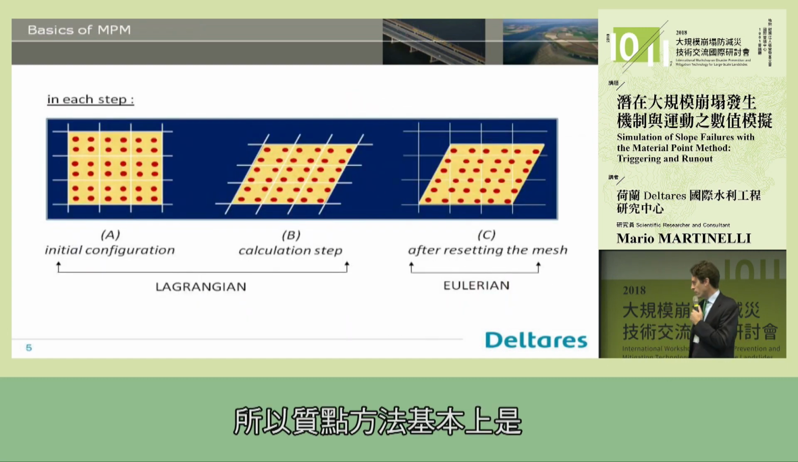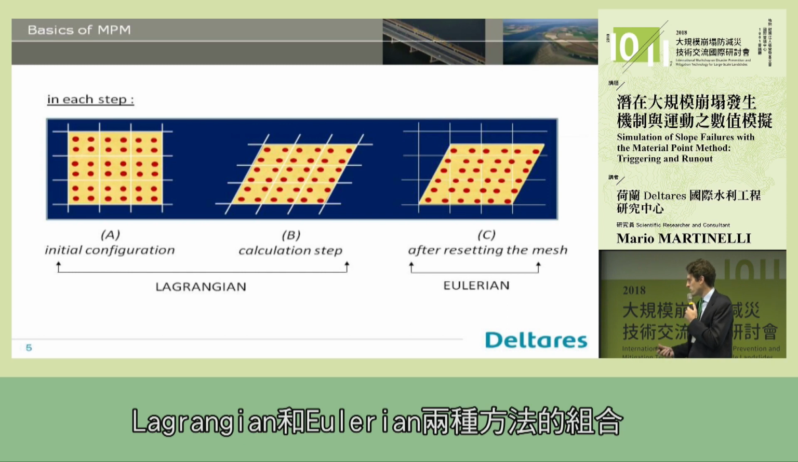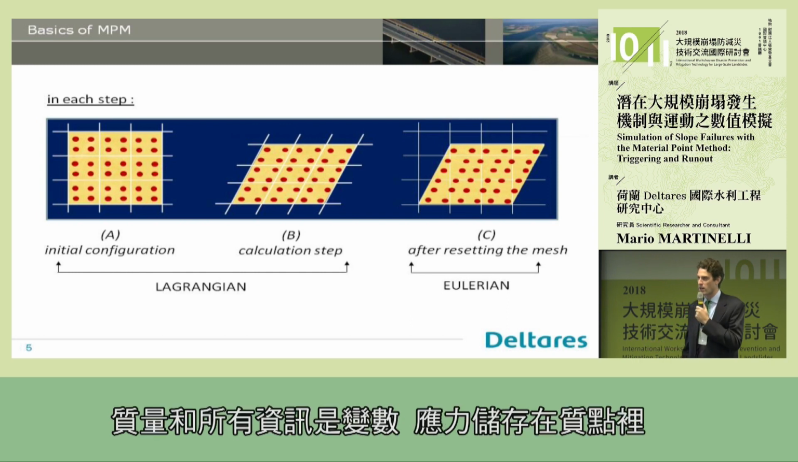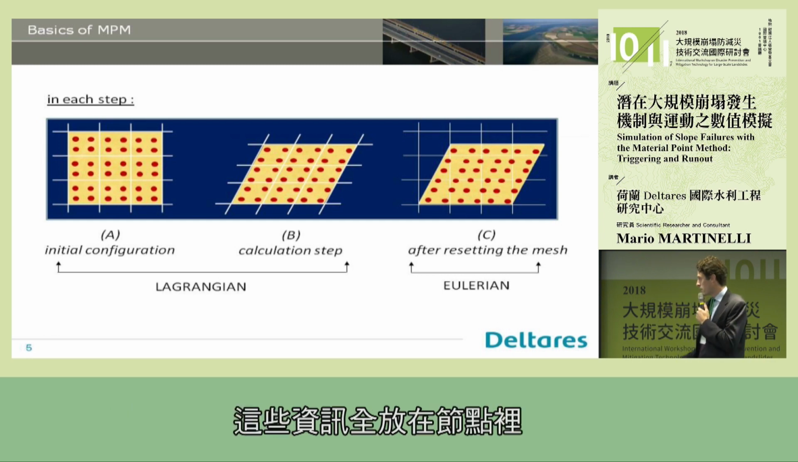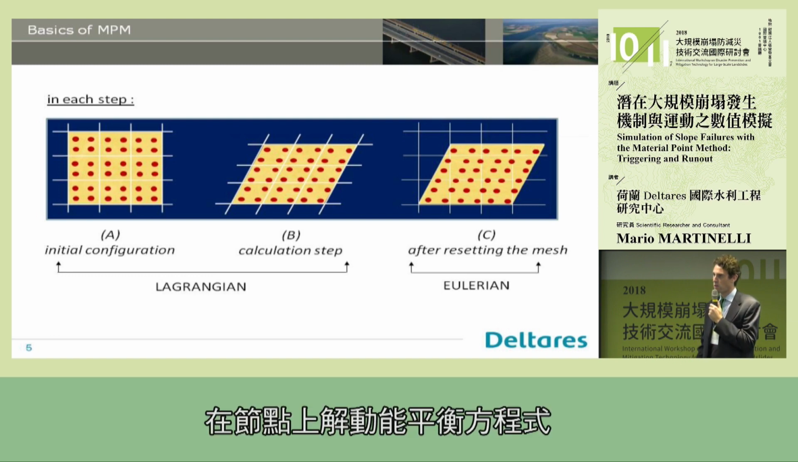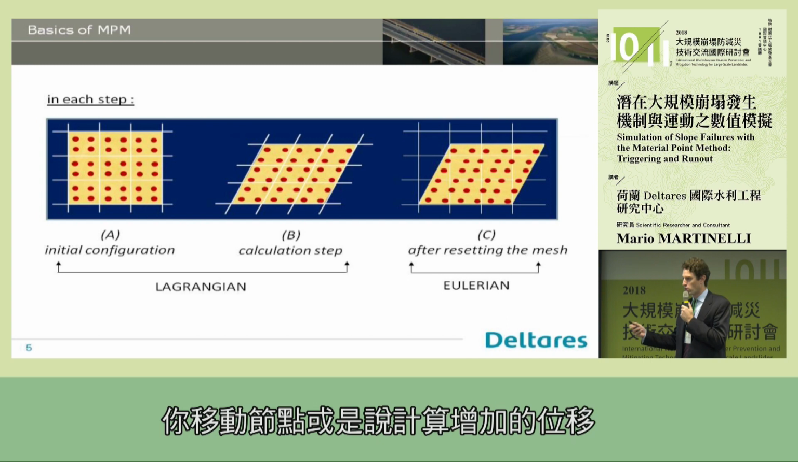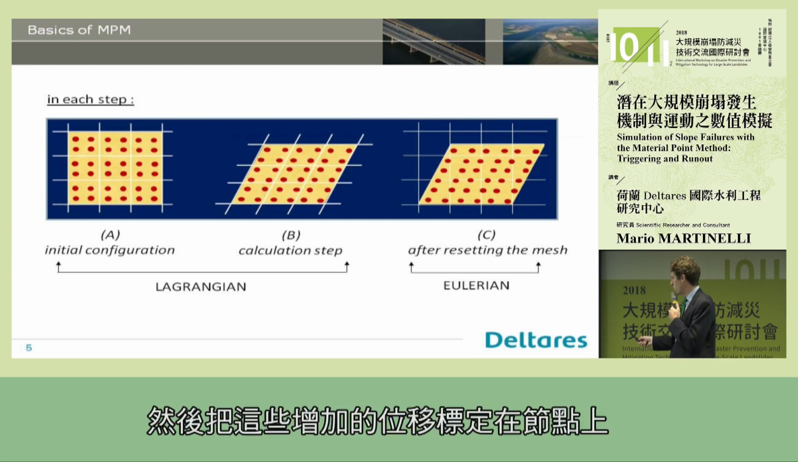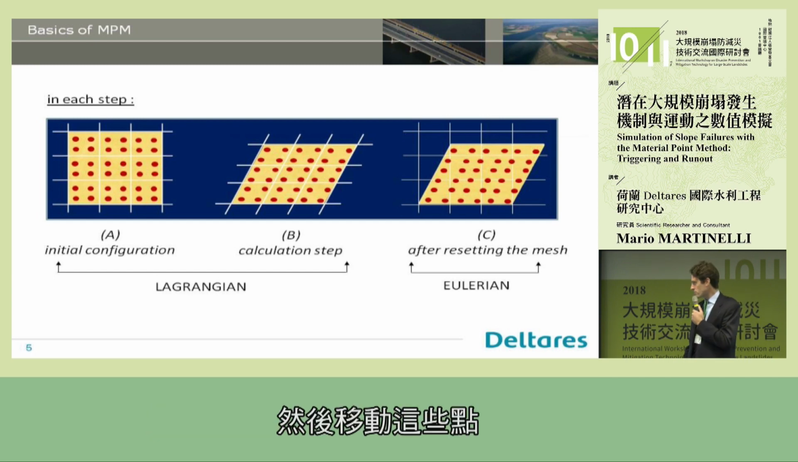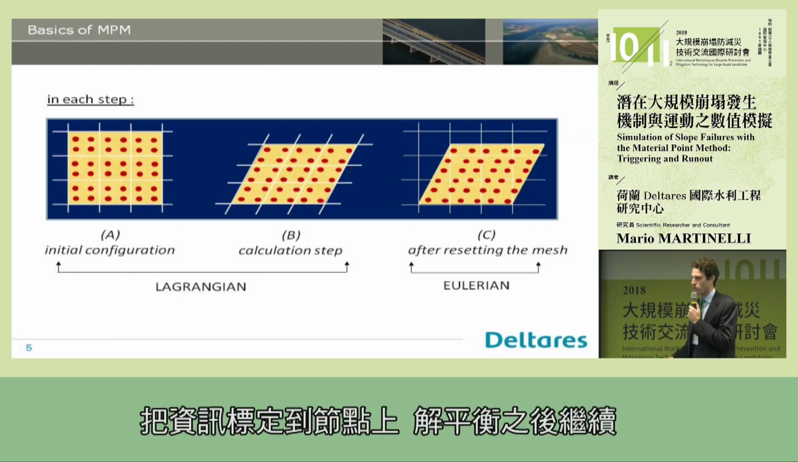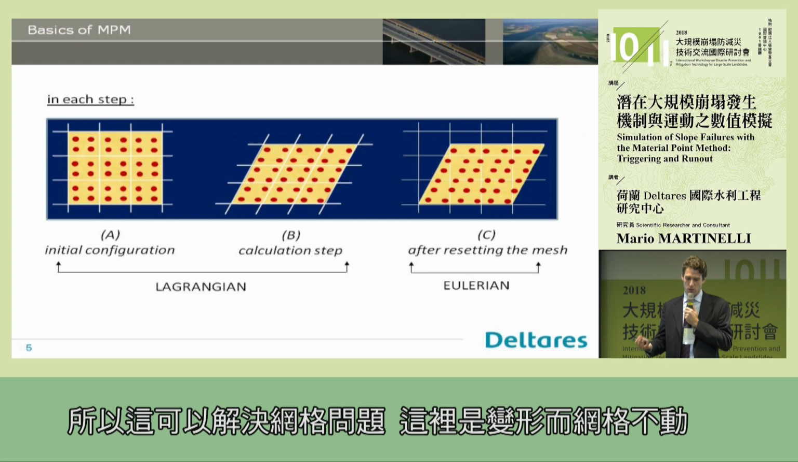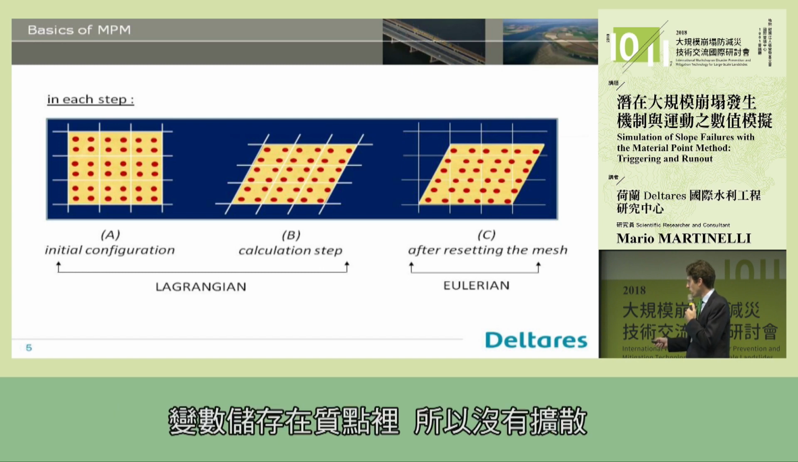A combination of both Lagrangian and Eulerian is the material point method. The mass and all information, state variables and stresses, are stored in the material points, and this information is mapped to the nodes. The equilibrium, the momentum balance equation, is solved at the nodes. You calculate the incremental displacement, map it back to the points, and move the points. Every time step you do the same: you map information to the nodes, solve the equilibrium, and go forward. So this solves the problem of mesh deformation, since the mesh doesn't move, and state variables are stored in the material points, so there is no diffusion.